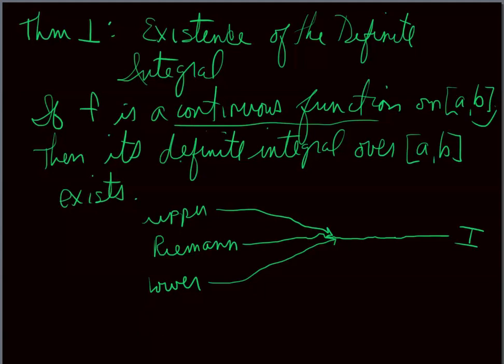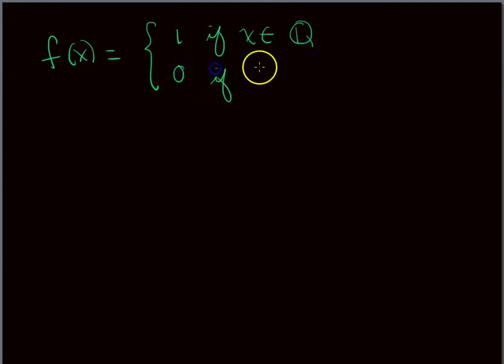Another way of talking about Theorem 1: if the function is continuous over a closed interval, then it is integrable. If it is not continuous, you don't know. It may or may not be integrable. An example of something that is not integrable: if you have a piecewise function, say f of x equals 1 if x is an element of the rational numbers, and it's 0 if x is an element of the irrational numbers.